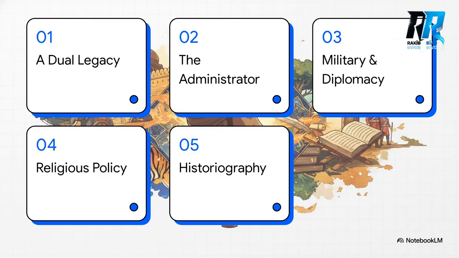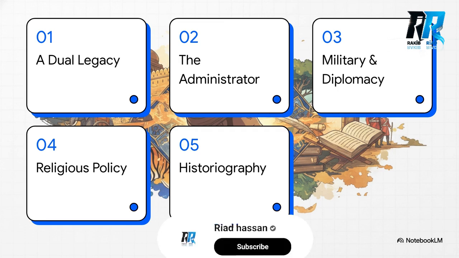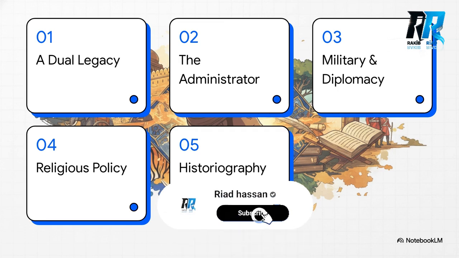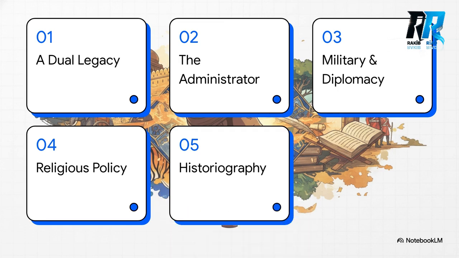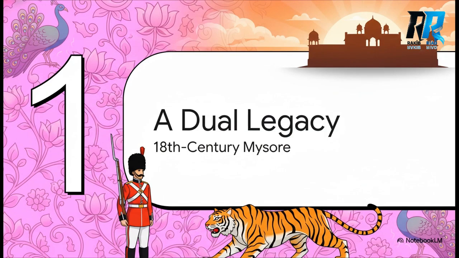Here is our quick study syllabus for this session. 1. A dual legacy. 2. The modernizing administrator. 3. Military and diplomatic strategies. 4. Evaluating religious policy. And finally, 5. Unpacking colonial historiography. All right, Section 1.